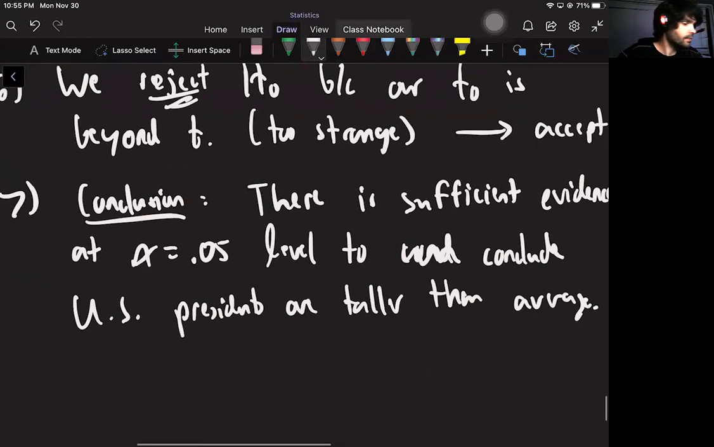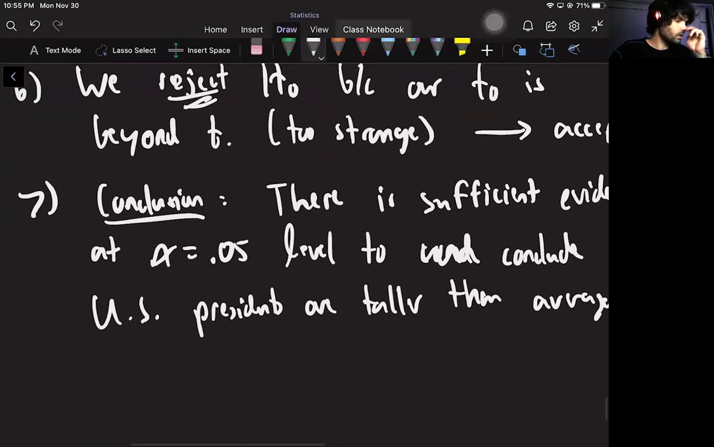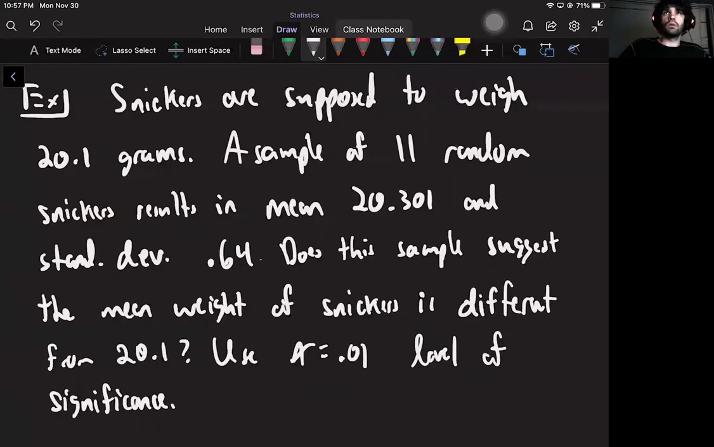Okay, so that's that. All right, so I'm going to do another example of a different kind. Okay, I think I cut myself off mid-sentence, but I wanted to pop in the example.